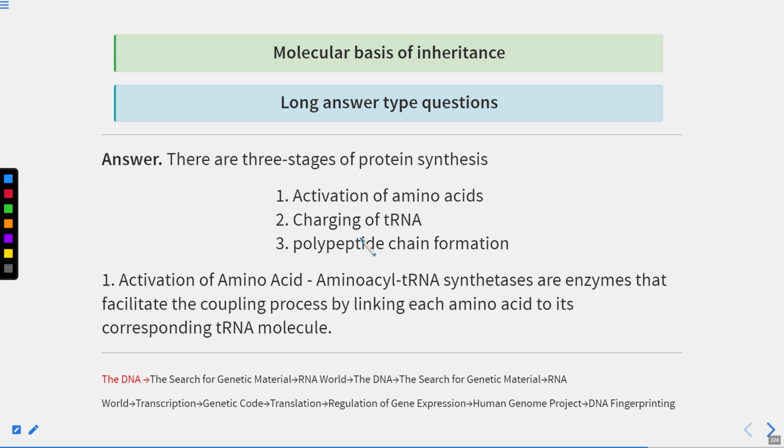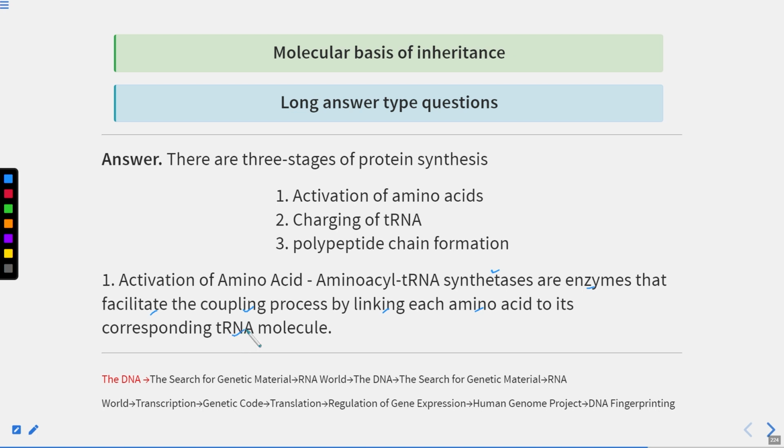Now first let's talk about the activation of amino acid. This is a very crucial step. Without this, the protein formation cannot begin. Now, activation of amino acid, what happens? The aminoacyl transfer RNA synthetases. These are a class of enzymes. There are 2 types, class 1 and class 2. These are the enzymes that facilitate the coupling process by linking each amino acid to its corresponding transfer RNA.